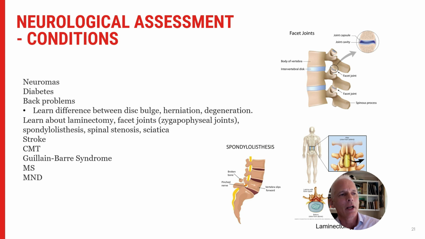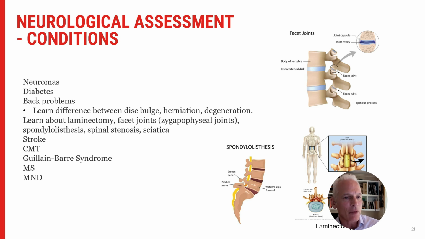It's worth becoming aware of the difference between a disc bulge and a disc herniation, because they're not the same thing, and degeneration of the spine. So they're all slightly separate conditions. Now, a disc bulge can lead to herniation. Degeneration of the spine can cause a disc bulge or disc herniation. But they are separate conditions, and you should be aware of them so that you can interact with other health professionals.